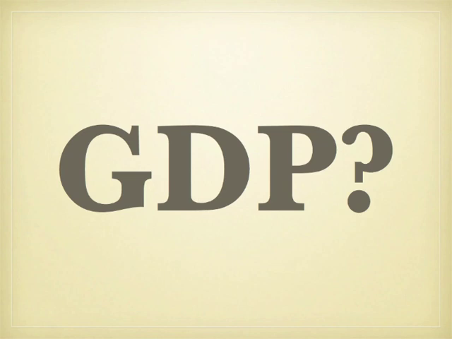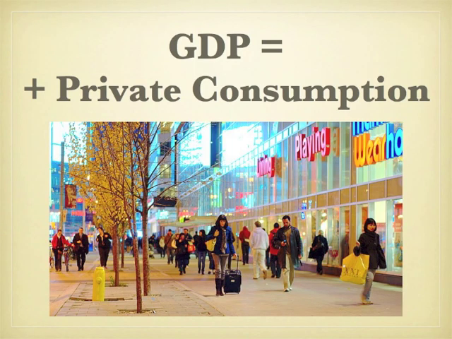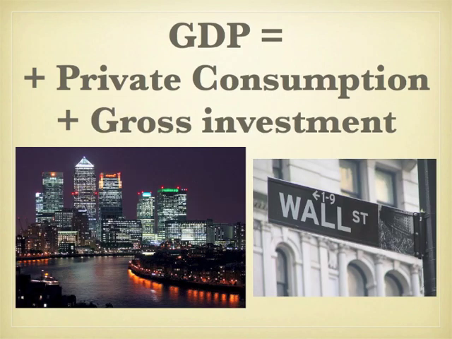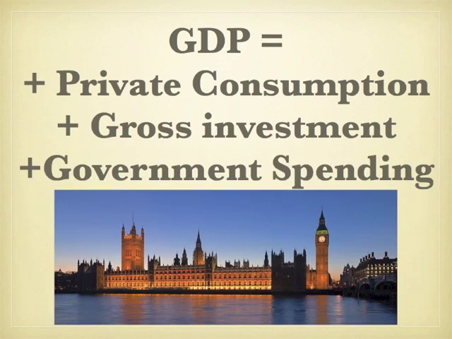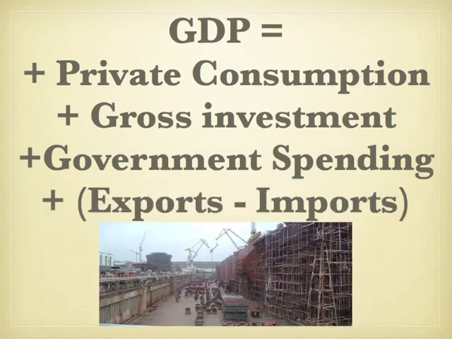Different institutions all around the world that analyse different parts of the economy will add these figures together to come up with the GDP figure. Private consumption. This is all the money that we ordinary people spend on goods and services. Gross investment, all the money that businesses invest in your country, plus all the government spending that goes into health, education and other government industries and subsidies.